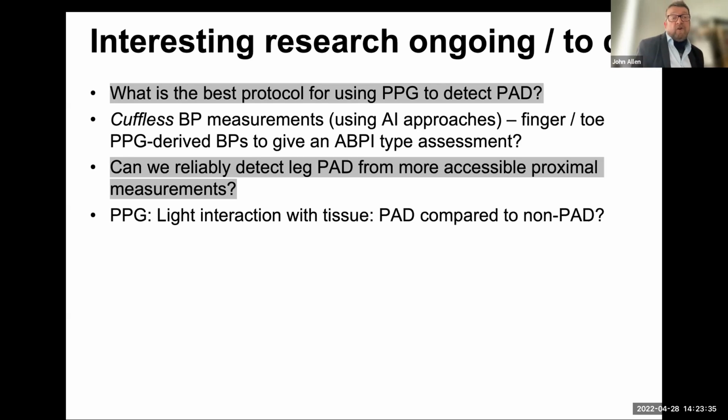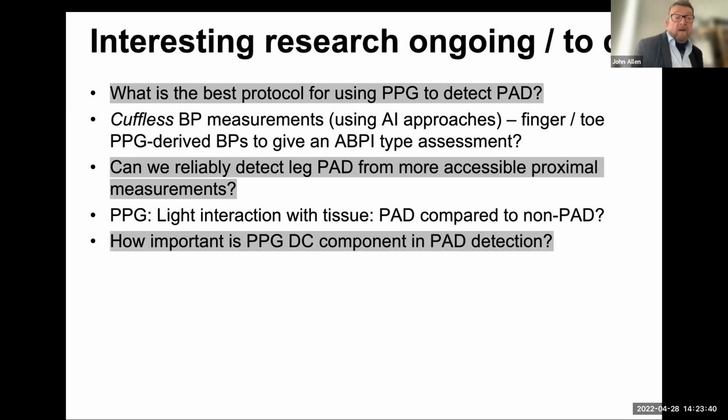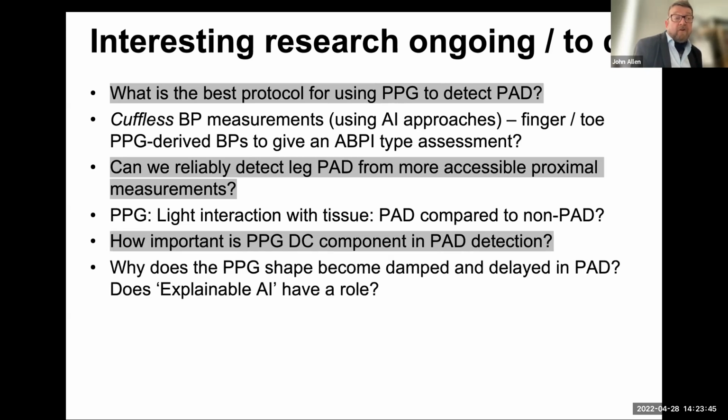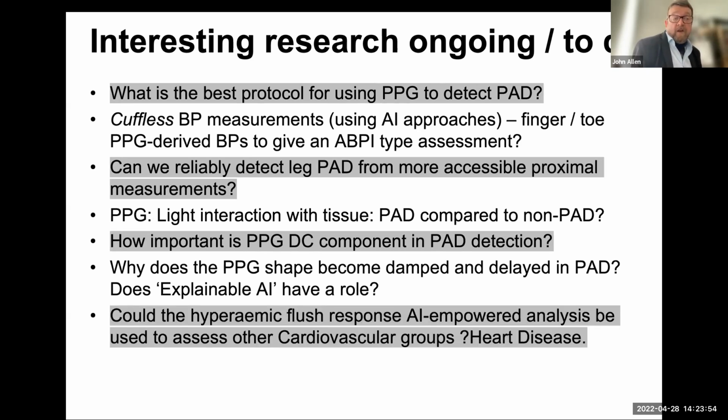The light interaction of tissue, PAD versus non-PAD, very interesting. And how important is the PPG DC, this low frequency component, for PAD detection? And why does the PPG shape become damped and delayed in disease? And does explainable AI have a role for that specifically? Could the hyperaemic flush response AI-empowered analysis be used to assess other cardiovascular groups? So you have the test and the measurements, and then you do the AI analysis. And we've got a paper being sent off shortly looking at heart disease, and it does have value.